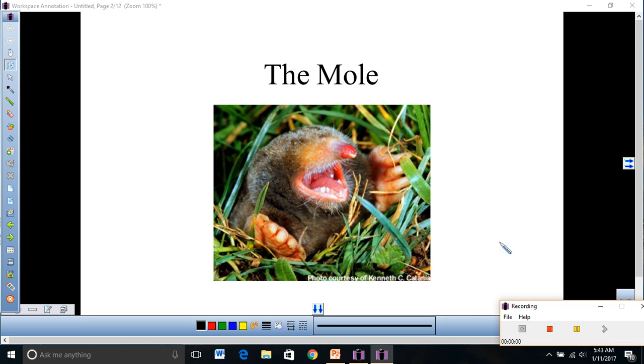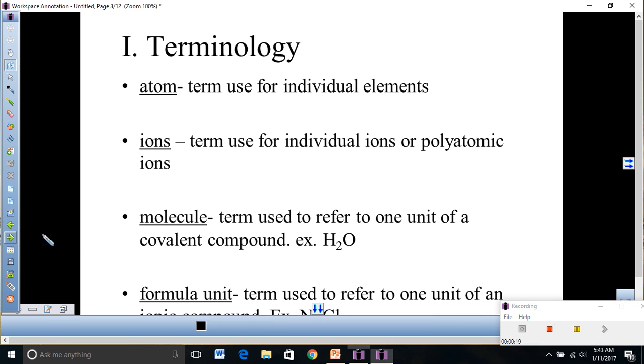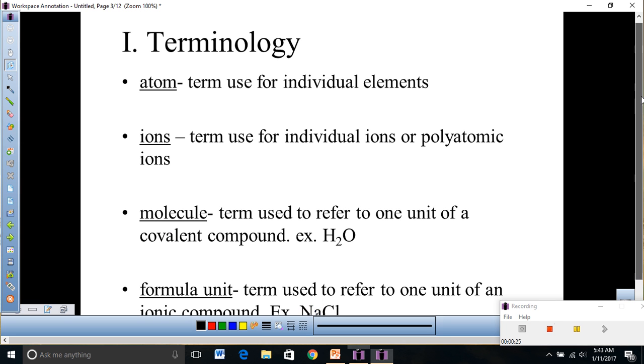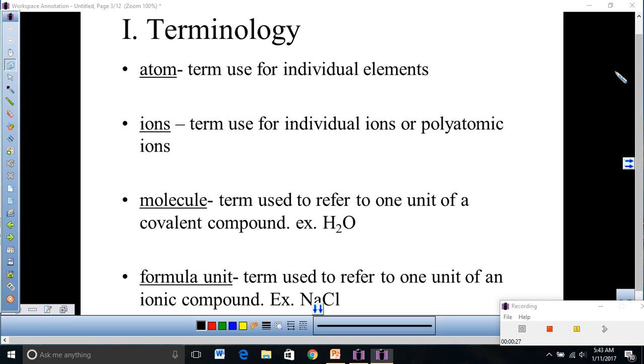Today in class we started the mole, but we did just the smaller, easier mole problems. The mole you're going to see is not going to be this ugly little creature, but rather a unit, a really important unit that we use in chemistry. So before we began the problems, we got some vocabulary. If you want to pause the video and record these vocabulary words into your notes, that would be great.